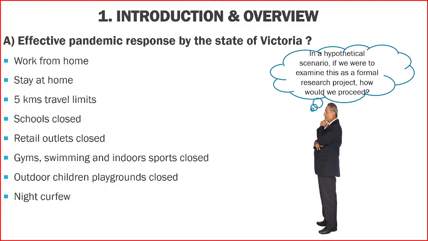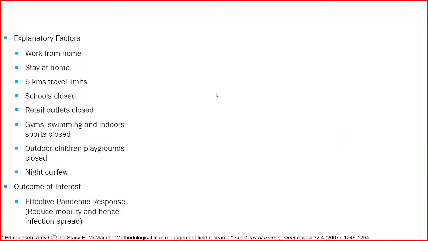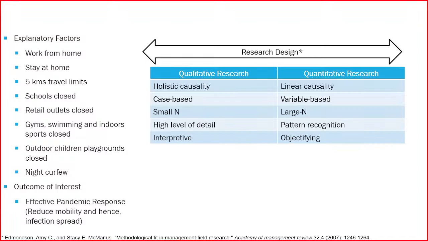So in a hypothetical situation, if we were to examine this as a formal research project, what options did we have? Typically, as social scientists, business or management researchers, we are interested in explaining or understanding an outcome of interest. In this case, effective pandemic response. We reduce mobility, hence infection spread. People stay at home till vaccines are manufactured and tested and they're good to use. So that was the whole idea.